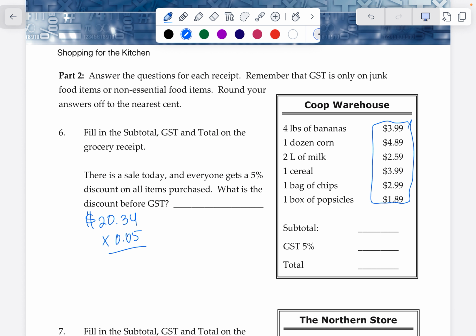So 20.34 times 0.05, rounded to the nearest penny. Now, this is what it shows, okay? 1.017. What is that when it's rounded to the nearest cent or the nearest penny? 2 cents. Yeah, you got to add that and throw that up to the 2 cent. So that would be a discount.